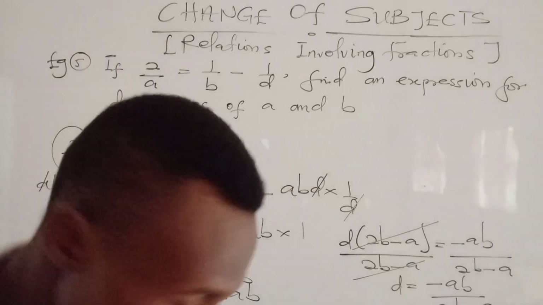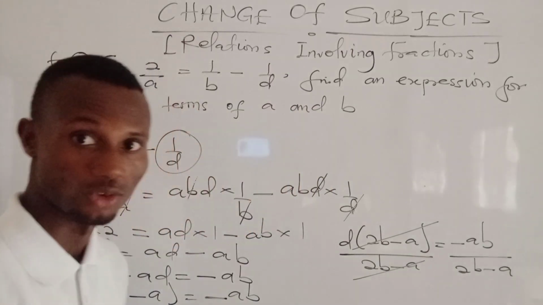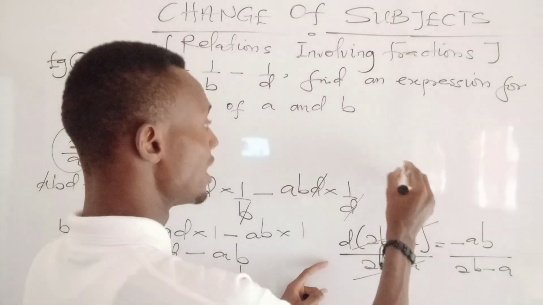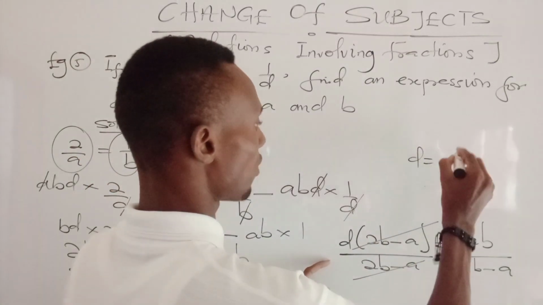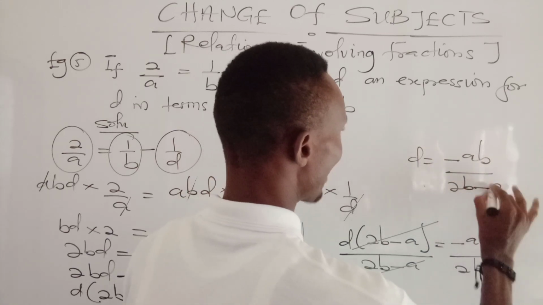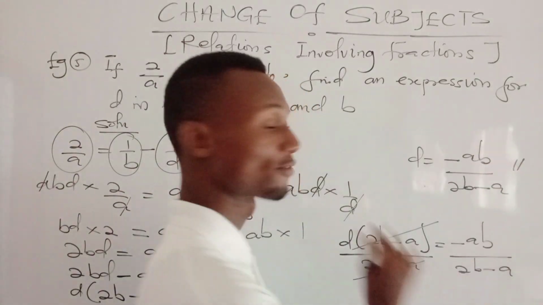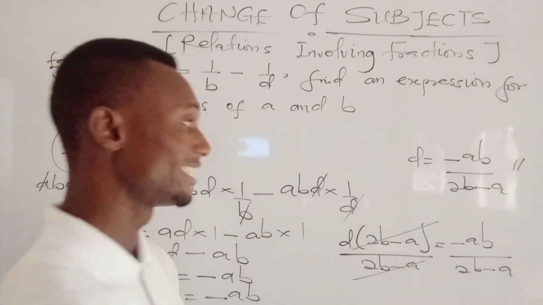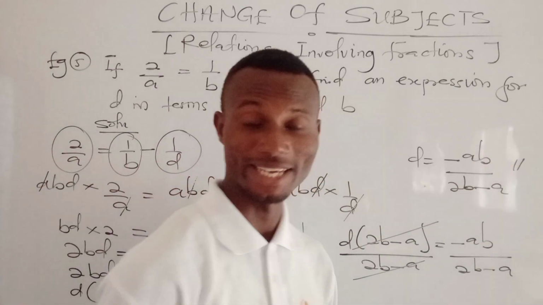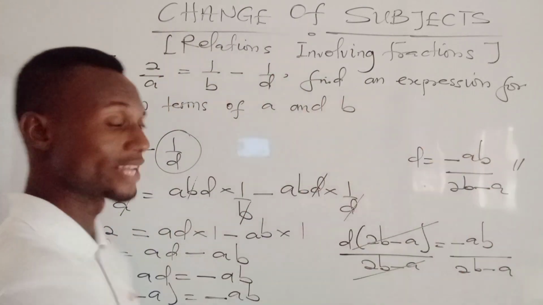I can see it's not clear from here, so let me clean it and write it at a place where you will see it. So let me continue from this side. I have my D equals minus AB all over 2B minus A, and that is my final answer for making D the subject from the given equation. You can see that D is standing alone. So D equals minus AB all over 2B minus A. And that is us finding an expression for D in terms of A and B.